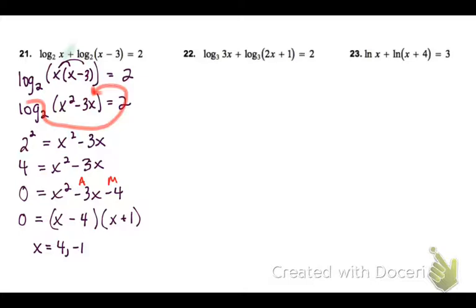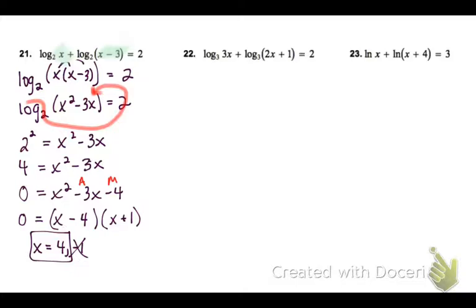The last thing I need to do is make sure that I don't have any negative numbers inside of my log. So I'm checking my solutions. If I look back up to my original problem, inside my logs I have x and x minus 3. Well, 4 would work for both of those. But negative 1 would make both of them negative. So my final answer is just x equals 4.